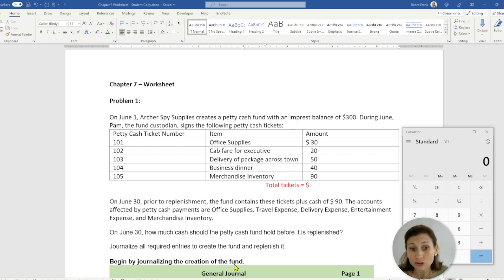The next journal entry that we record will be to record all the petty cash tickets. And you'll see that when we replenish the petty cash fund, we're not debiting petty cash. We're not messing with that petty cash fund or crediting it. And so you'll see that shortly. So that is the imprest balance. That's what that means if you're wondering.